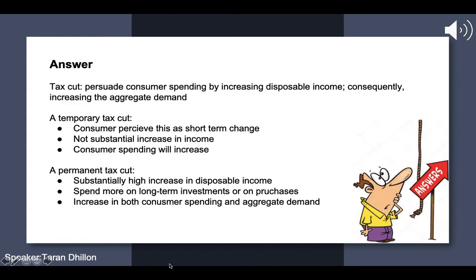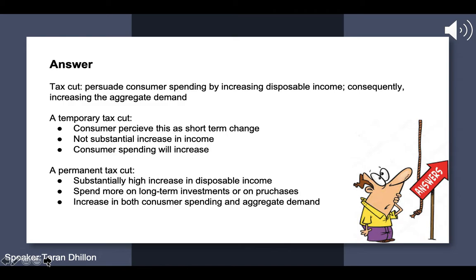Before I answer the question, I would like to explain what a tax cut is. A tax cut is intended to induce consumer spending by increasing the disposable income in hand. This will consequently increase the aggregate demand. As for the question, a temporary tax cut will not affect the consumer spending substantially, as the consumers will perceive this as a short-term change. They will not see this as a decrease in the tax. Therefore, they will not fully spend the additional income that they got from the tax cut. Thus, the consumer spending will not increase as intended.